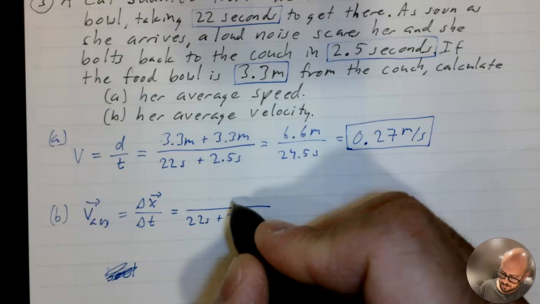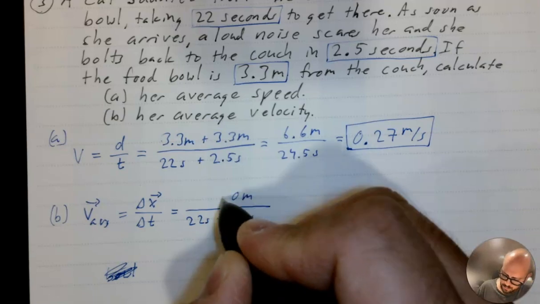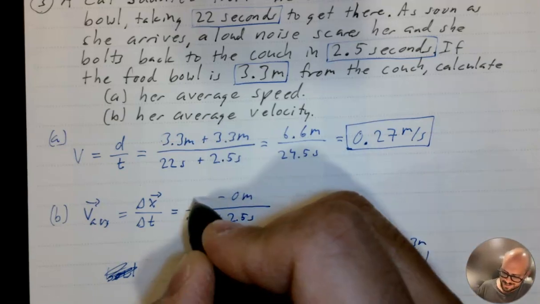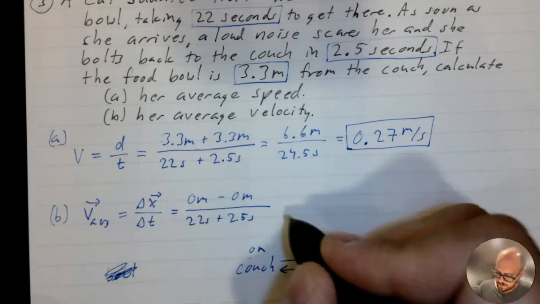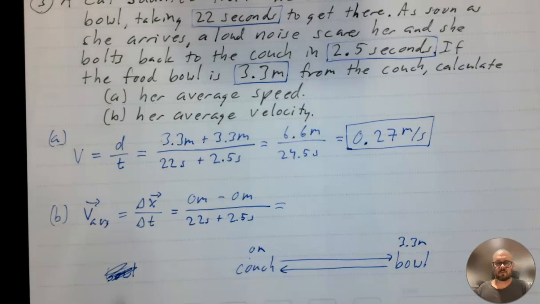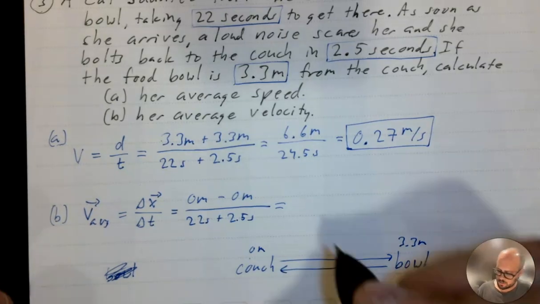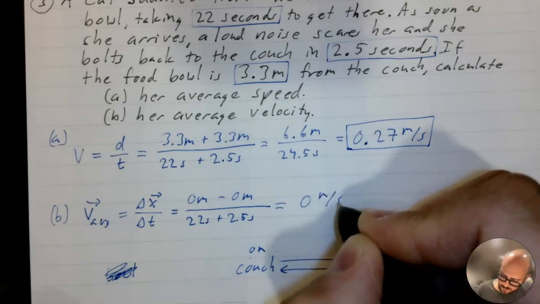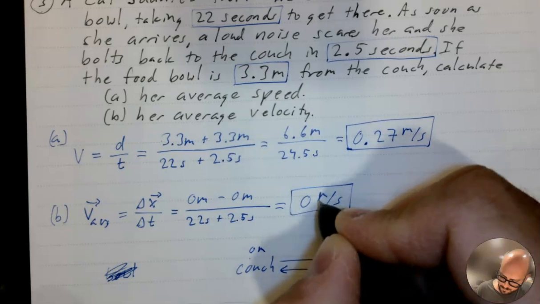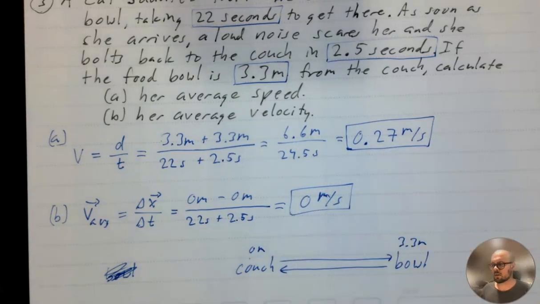we can pretty clearly see that the cat begins at a position of 0 meters and ends at a position of 0 meters. In other words, because the cat begins and ends this event at the same location, the cat's average velocity is 0 meters per second. So hopefully that's enough to get you started on some velocity calculations. Good luck.